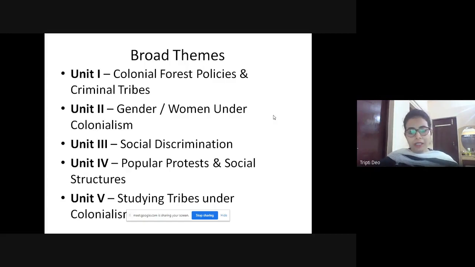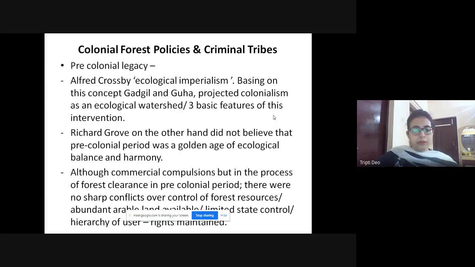All of that we'll be studying in this unit is related to that baseline of British colonial policy of discriminating different things in India to fulfill their own commercial needs. So let's go to our first unit, colonial forest policy and criminal tribes. In that unit, you will find the first topic is pre-colonial legacy. Before we move to what the Britishers were doing in the colonial period, what was happening in the pre-colonial period?